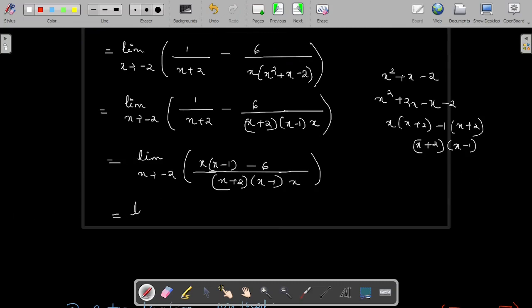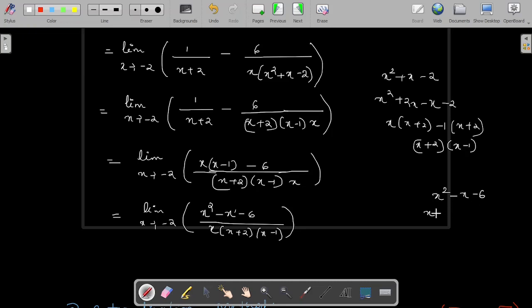So this gives you the limit as x extends to minus 2. We can directly apply the limit here. Apply the limit and check what value you get. Limit x extends to minus 2 of x square minus x minus 6 divided by x into x plus 2, x minus 1, because if you directly apply, again you will get that 1 by 0 here. So first let us simplify. After taking the LCM, let us simplify. So it is x square minus x minus 6.